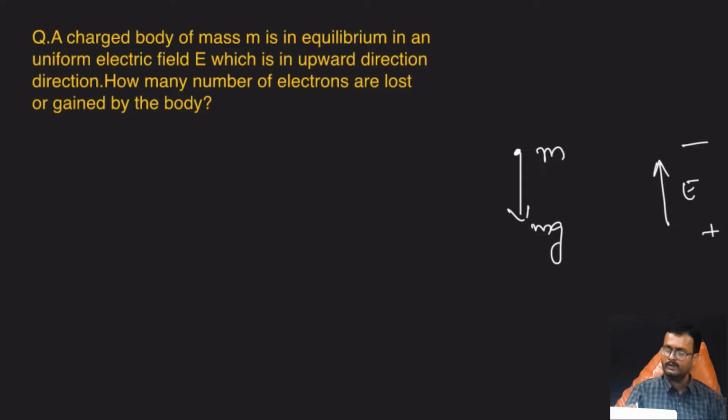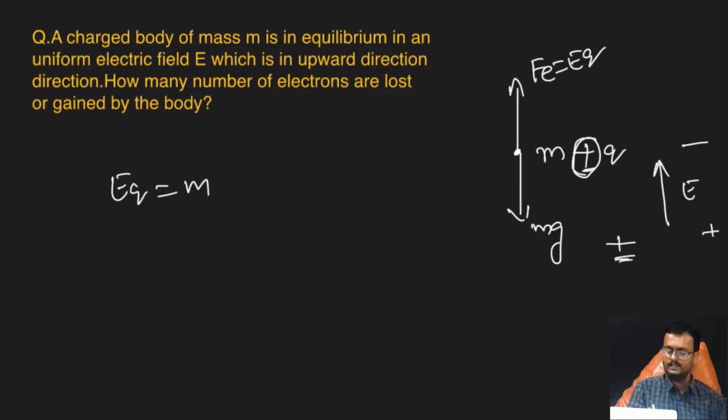Body is said to be in equilibrium, meaning another force equivalent to the gravitation force should act on the body opposite to the gravitation force. Positive plate repels positive charged body in upward direction. So the body should have positive charge. Suppose its charge is Q. So electrostatic force is EQ. In equilibrium, both forces are equal. EQ is equal to mg.